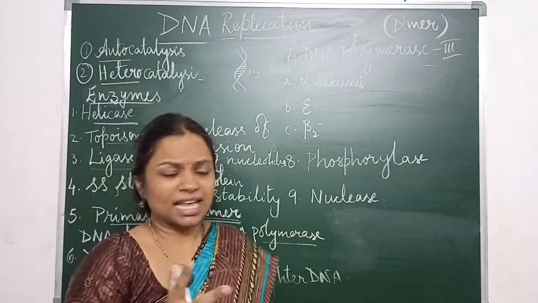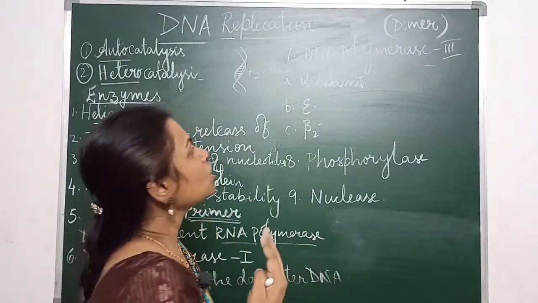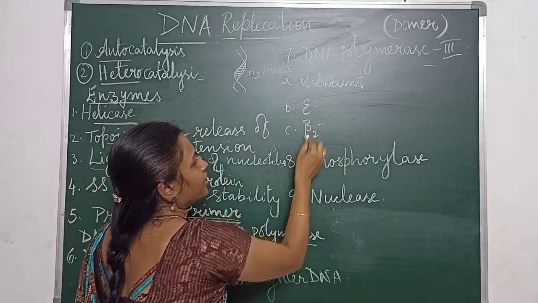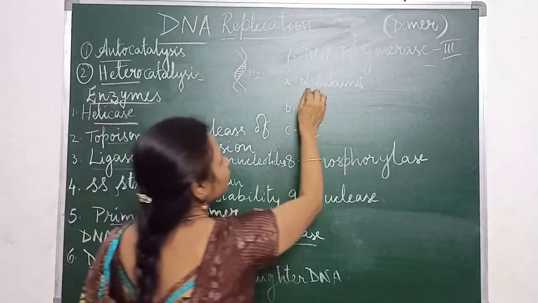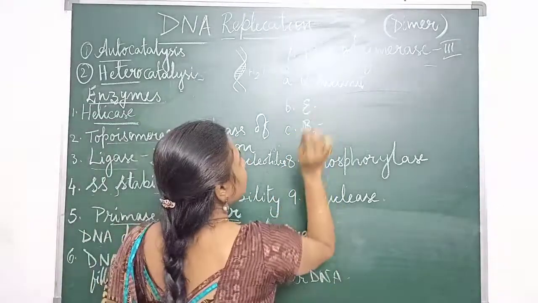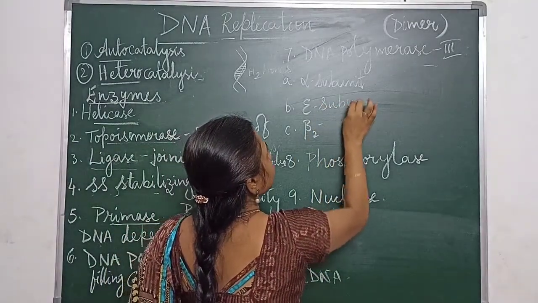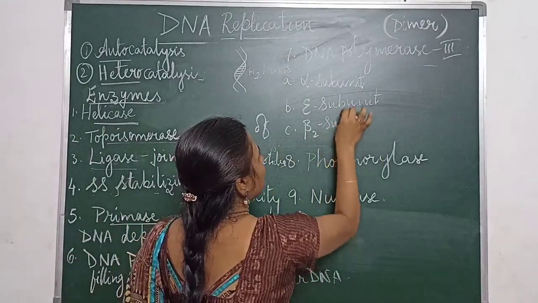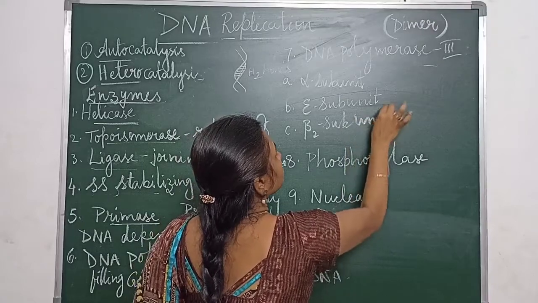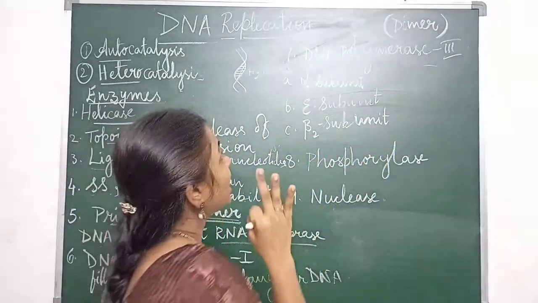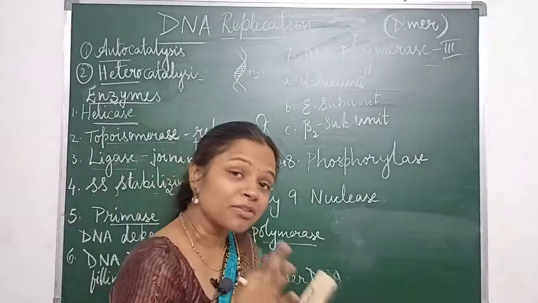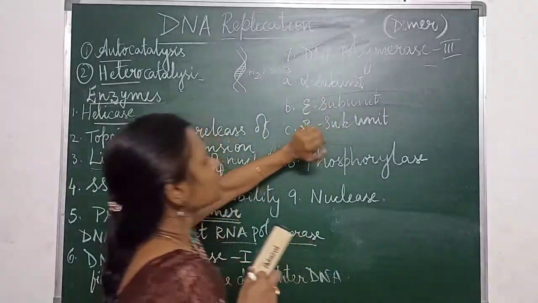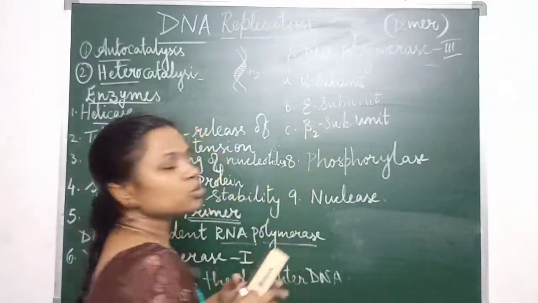Now this is a very complex enzyme. DNA polymerase 3 is a complex enzyme and it has 3 important subunits. The first subunit is called the alpha subunit. The second subunit is called the epsilon subunit and the next subunit is called the beta 2 subunit. So the DNA polymerase 3 enzyme is very complex. It has 3 important subunits: alpha subunit, epsilon subunit and beta 2 subunit.